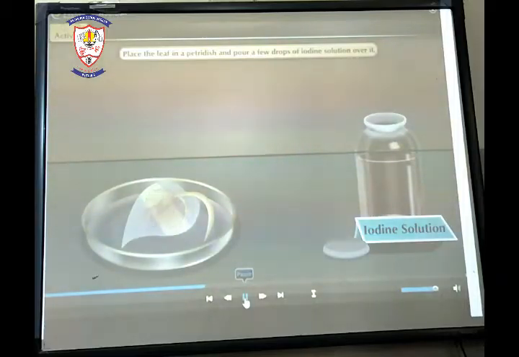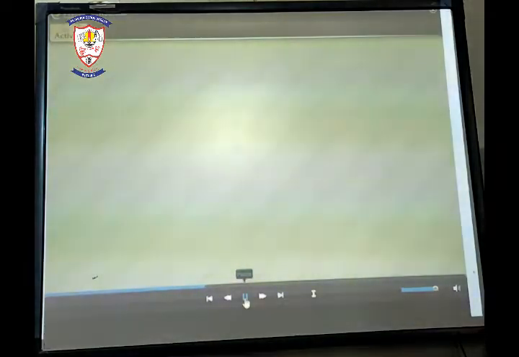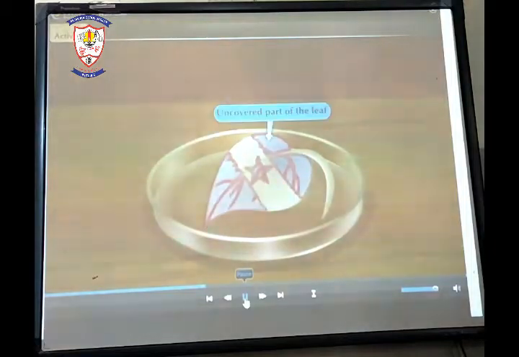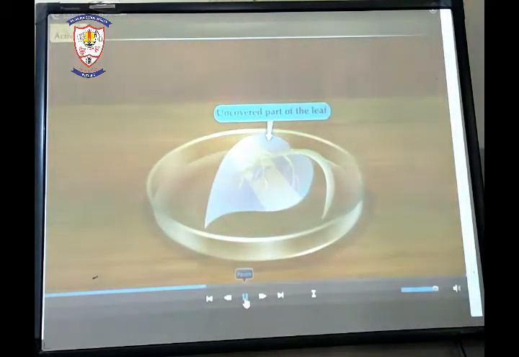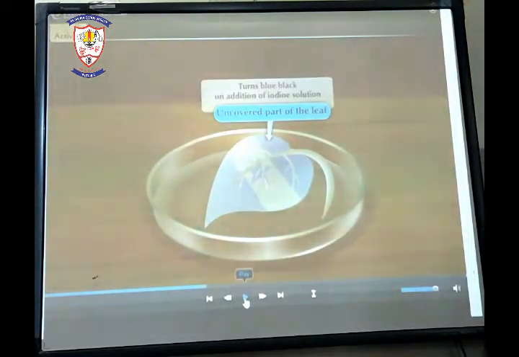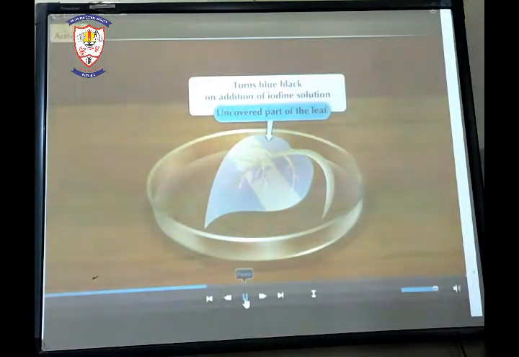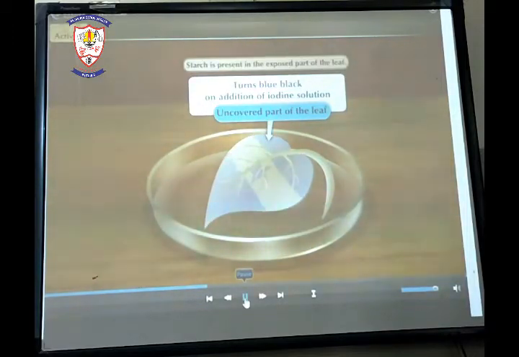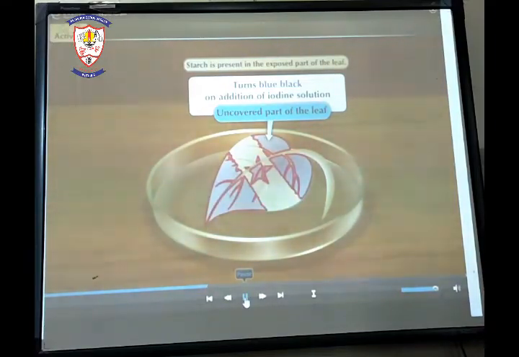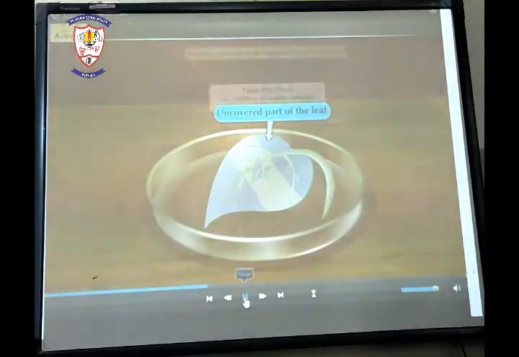So we will find that the uncovered part of the leaf, which was exposed to sunlight, turns blue-black on addition of iodine solution. So this indicates that starch is present in the exposed part of the leaf.